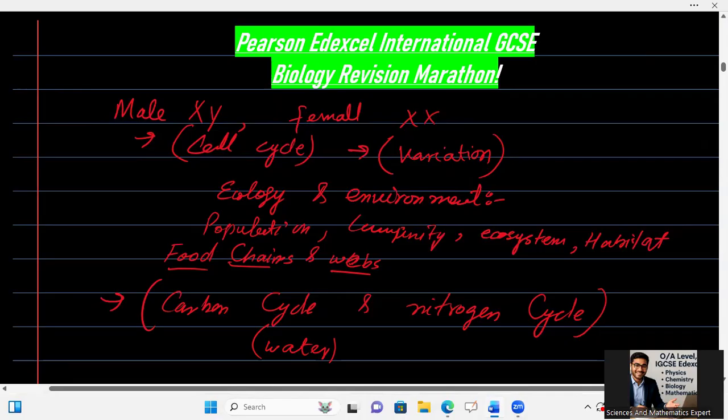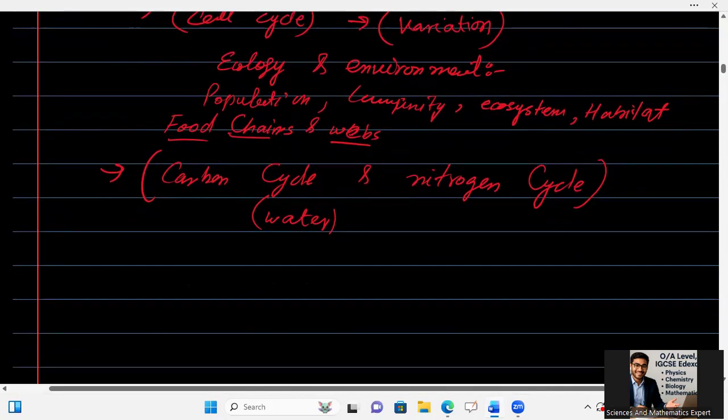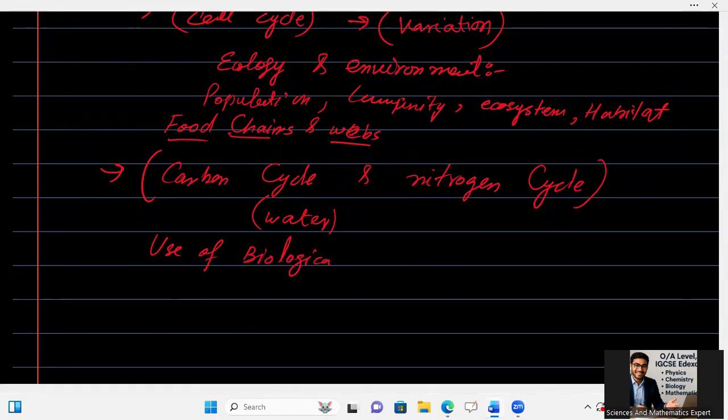After that, at the end of this section, when biology is completely done, there is the use of biological resources. Yield can be increased by using fertilizers to replace the mineral ions, and pesticides kill the pests. Fish farming is done. Microorganisms are used for food, like yeast in bread and beer production.